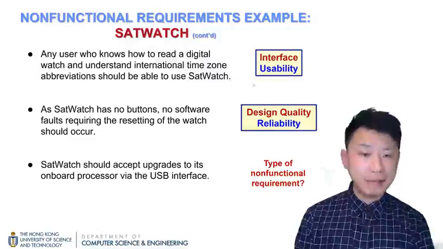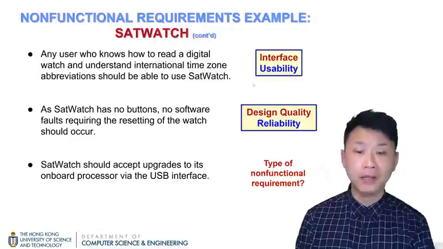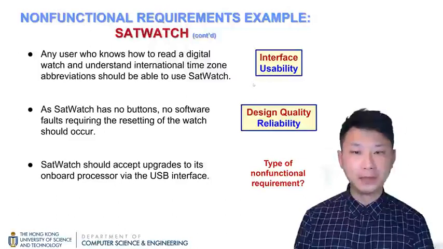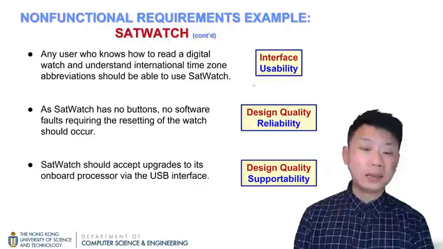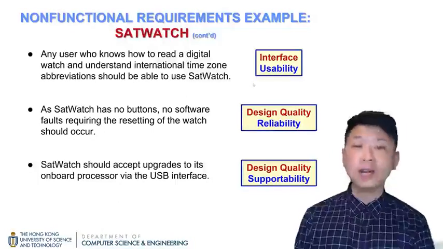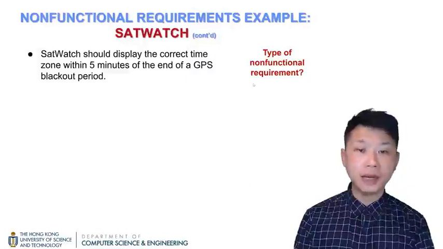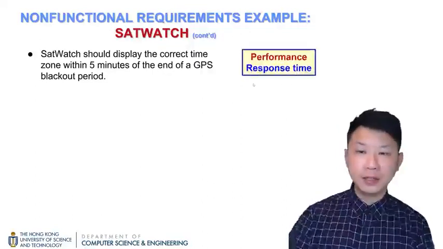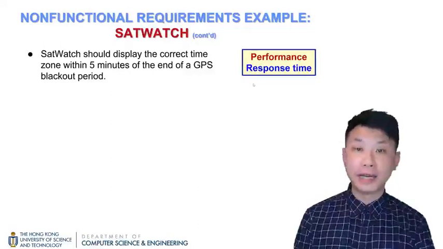And in the next statement, we say that SatWatch should accept upgrades to its onboard processor via USB interface. So what type of non-functional requirement is it? This one is related to design quality, supportability. That means somehow SatWatch should support upgrade via USB. And then SatWatch should display the correct time zone within 5 minutes of the end of a GPS blackout period. So what type of non-functional requirement is it? This one is related to response time. Okay, the correct time should be shown within 5 minutes.